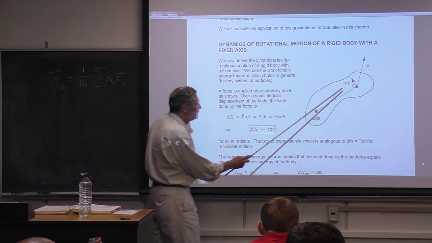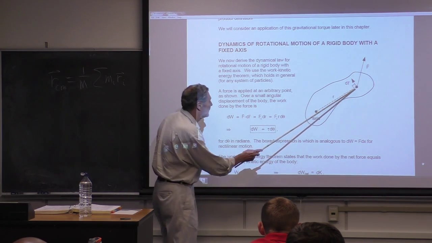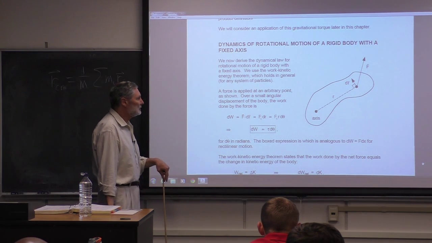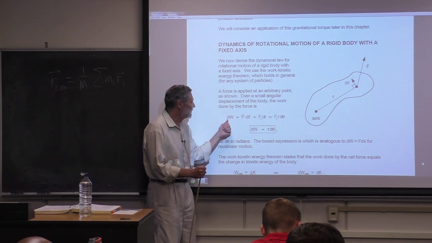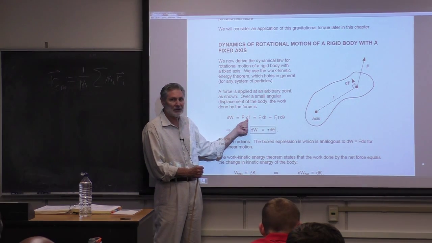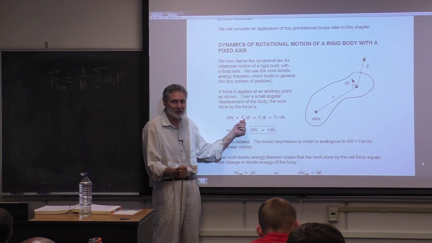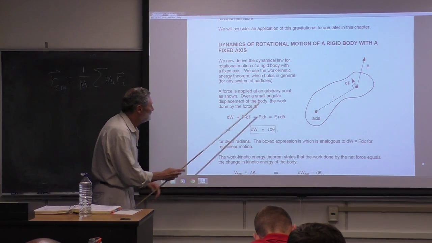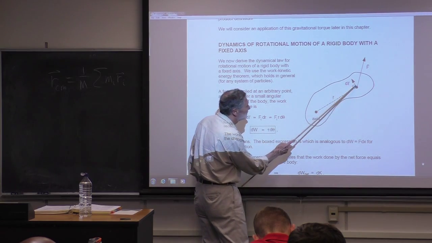Let's imagine that we exert a force at a point here. The point is a distance r from the axis. Over a brief interval of time, that force can do work. And the work is defined to be the force dotted with the displacement. We defined that long ago. Well, it's not that long ago, but it seems long ago, right? That's the work done.